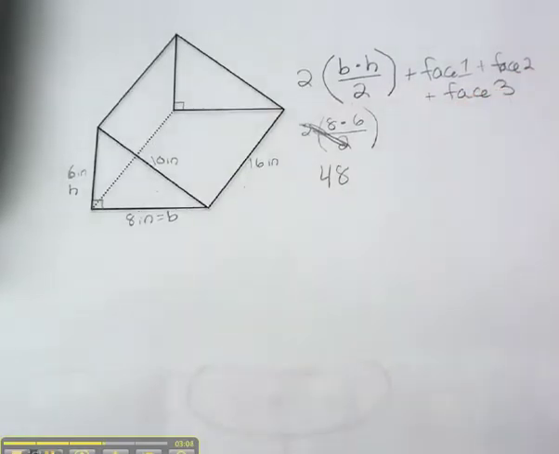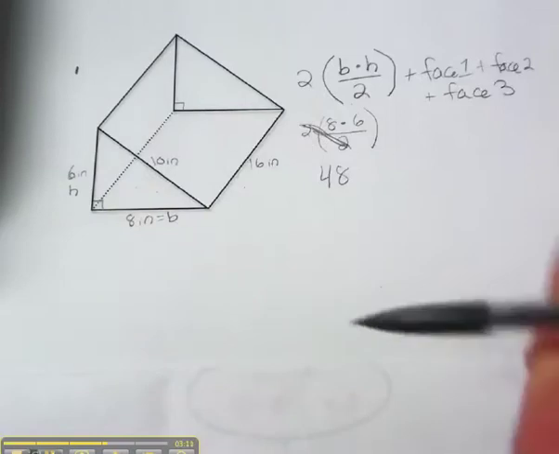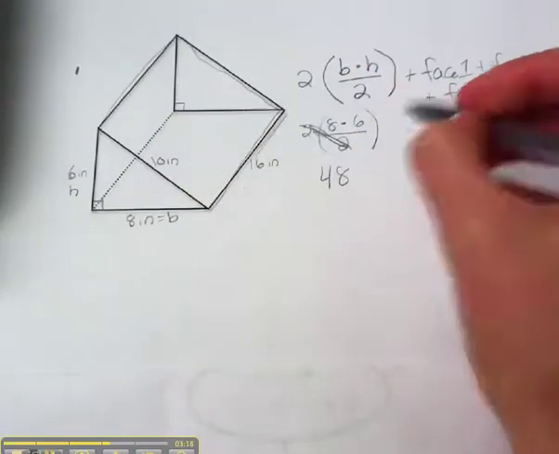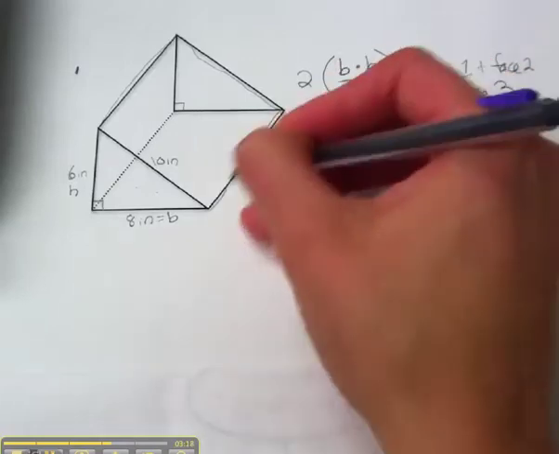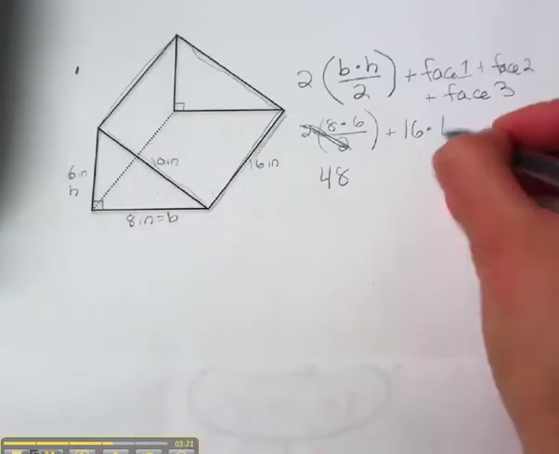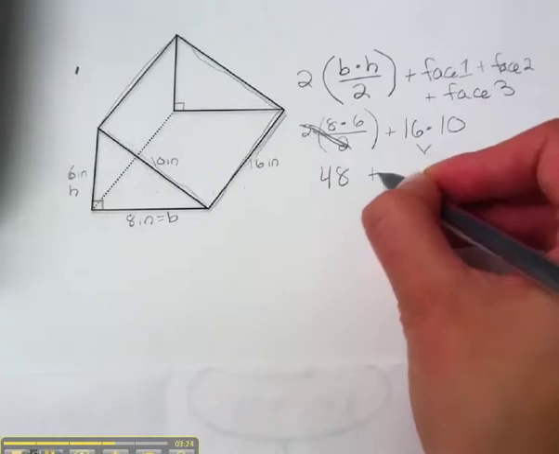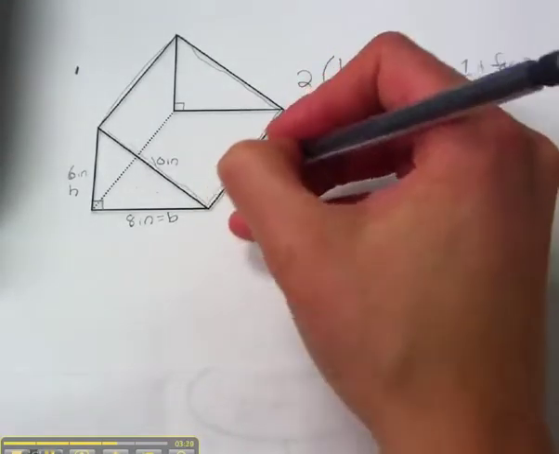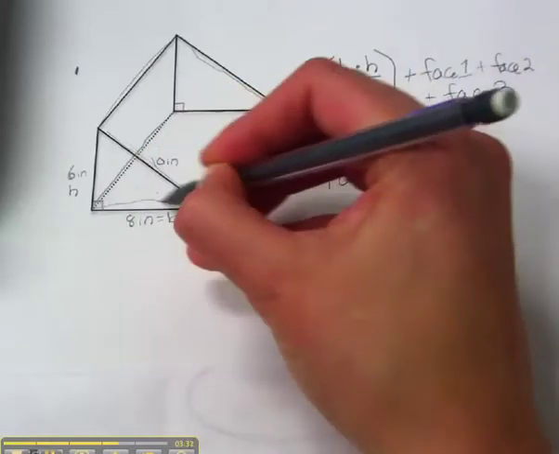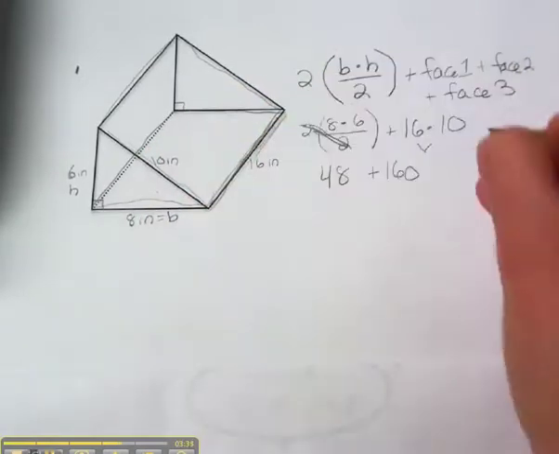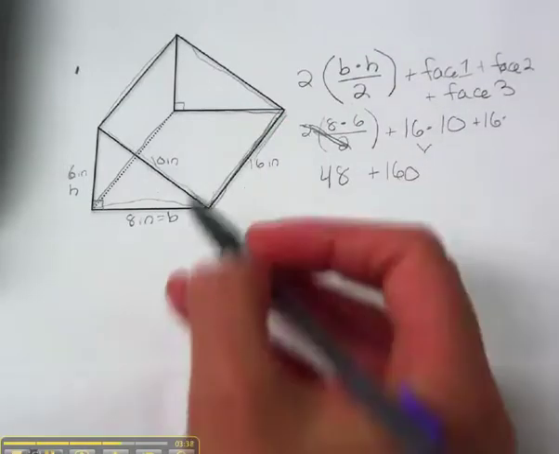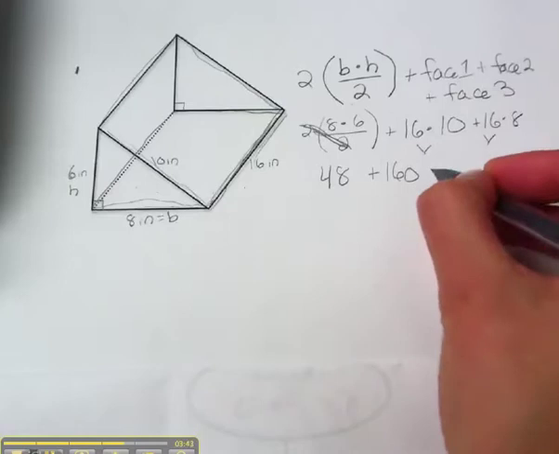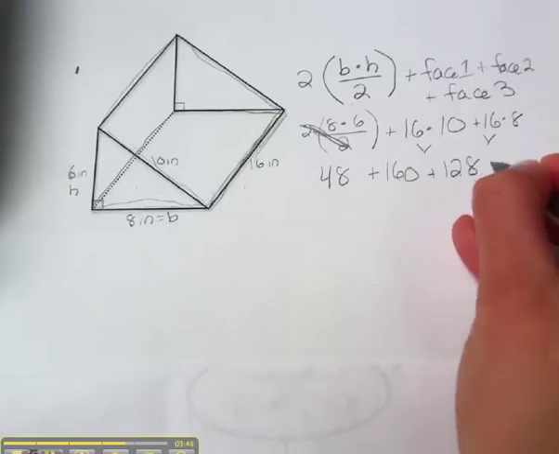So let's look at my first face. My first face is going to be this one right here. So I know that one dimension is 16 and the other dimension right here is 10. All right, 16 times 10 is 160. My next face is going to be this one here at the bottom that I'm outlining. So I know one dimension is 16 and the other dimension right here is 8. And 16 times 8 is 128, which I did on my calculator.